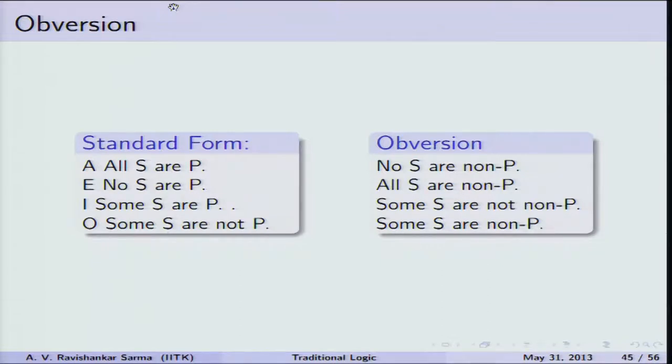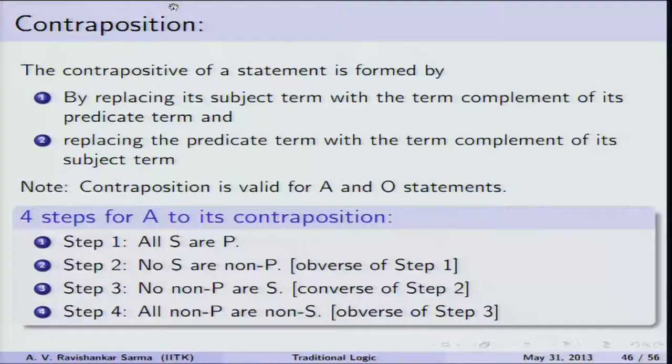In the same way, in the case of some S are P, in the first step of obversion it changes to some S are not P. Now in the second step we need to replace the letter P with non-P. So that is why it becomes some S are not non-P. Obversion applies to all the categorical propositions, which means you can have immediate inferences based on obversion in this format. A can be changed to its obversion, no S are non-P, and the same holds for all the others.